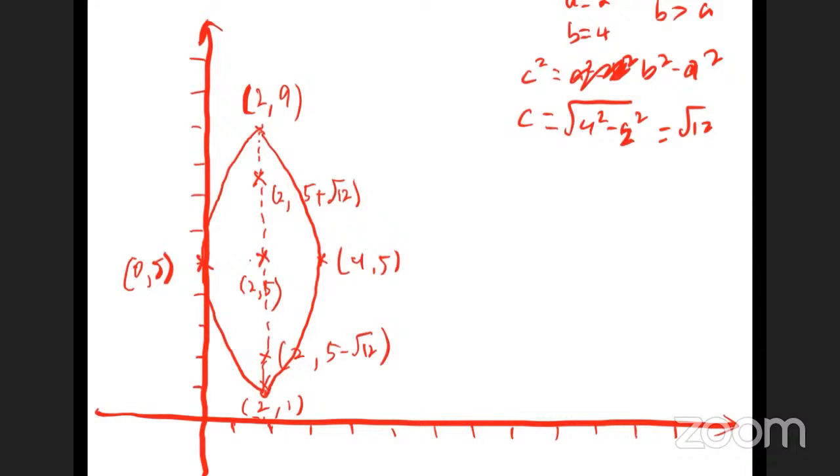Right. So this is your ellipse here. Again, what's the ellipse? The ellipse has the endpoints, the center and the foci. That's okay?